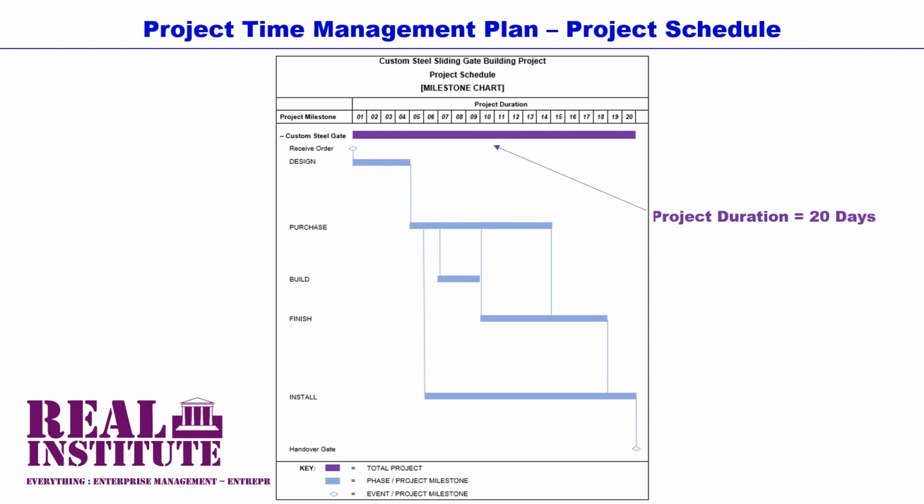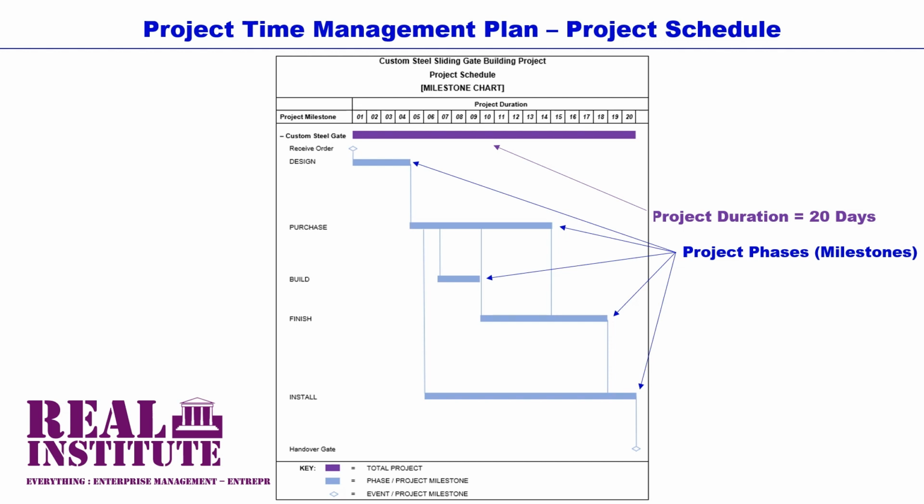In our example project, the custom steel gate building project, as you can see, at the project phase level or milestone level, we have plotted the 5 phases or the 5 milestones as they are in the work breakdown structure. And these phases or milestones are design, purchase, build, finish, and install phases. And they are light shaded blue bars, with each starting and finishing where their respective collective activities start and finish. They are depicted as though casting a shadow over their respective collective activities.